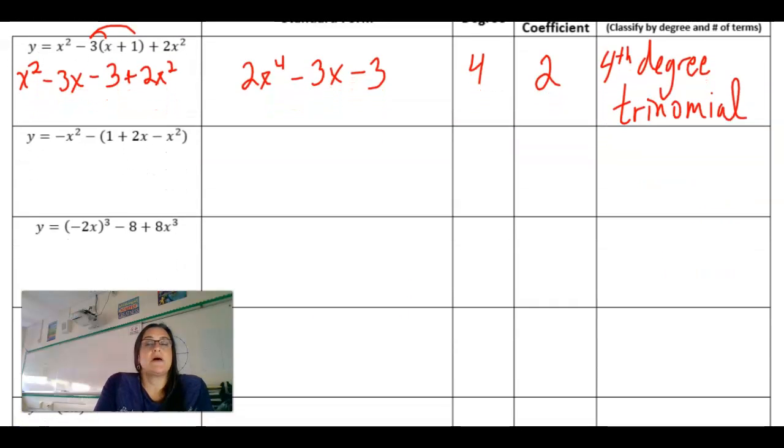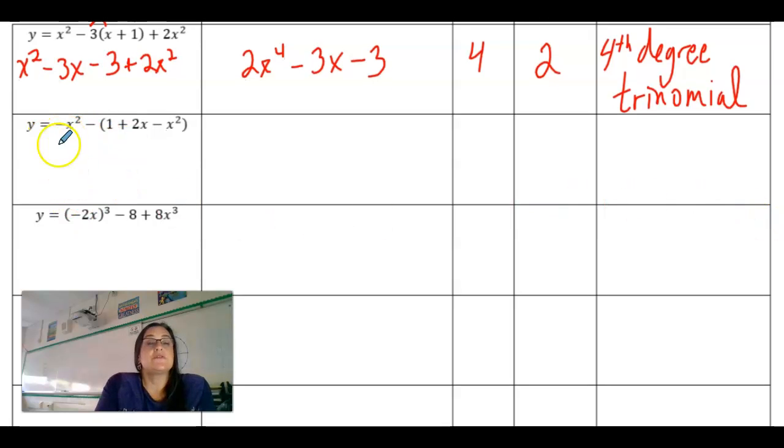Okay, so let's go ahead and try the next one. So y equals negative x squared. I'm going to distribute this negative to get rid of these parentheses. So my negative x squared minus 1, then minus 2x, and then a negative times a negative is a positive x squared. And then I want to combine my like terms to put it into standard form.